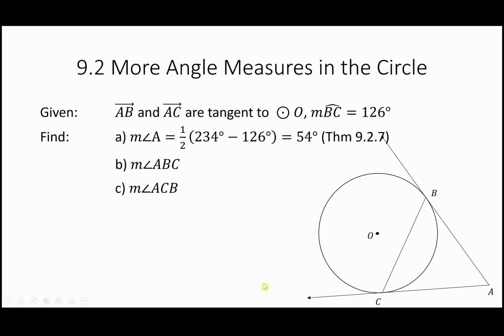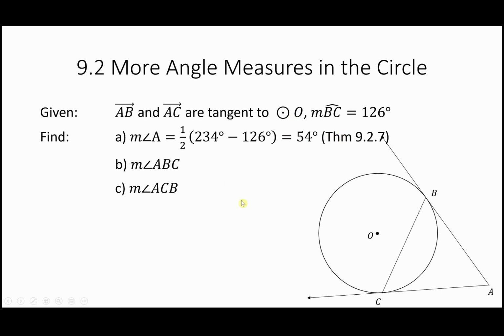So notice that it's an exterior angle, and it's the result of two tangents. Regardless of that, we're going to take half of the difference of the intercepted arcs. Now, the intercepted arcs are the minor arc BC of 126 degrees, and the major arc BC, which is going to be 360 degrees minus the 126 degrees associated with minor arc BC. That's 234 degrees. So we take the difference between those intercepted arcs, take half of that, and that's how we get 54 degrees.